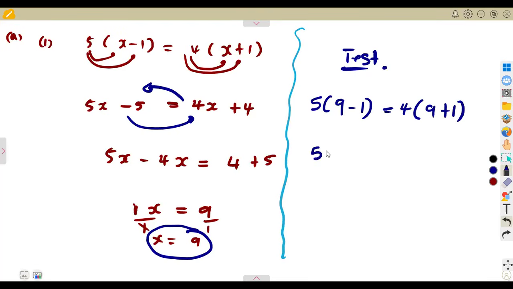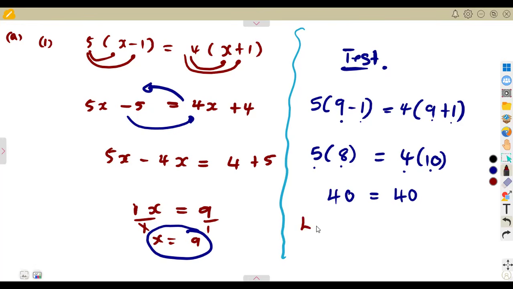All right, so this is 5 times 9 minus 1, which is 8. And this is equal to 4 into 9 plus 1, which is a 10. 5 times 8, that is a 40. This is equal to 4 times 10, which is a 40. So as we can see, the left-hand side is equal to the right-hand side. So that means our x is true. The value of x is correct.